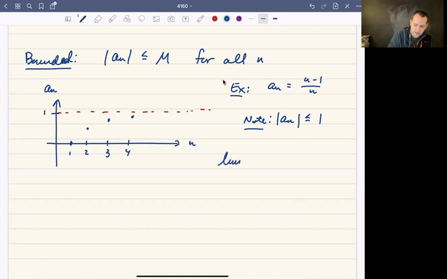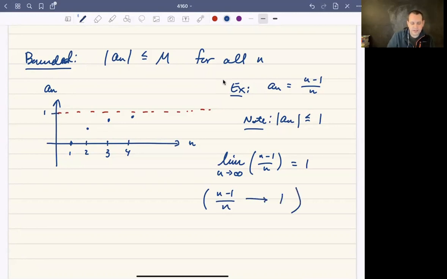Okay, and in fact, the limit of n minus 1 over n as n goes to infinity is 1. Or if you like to do it using the other notation that I showed you, n minus 1 over n goes to 1. And so this is an example of a monotone bounded sequence. It happens to converge to 1. The fact that this was bounded by 1 and that it converges to 1 is, I don't want to say it's a coincidence, but it doesn't always have to be that case. For example, all of the values here are also less than or equal to 2, but that doesn't mean that the sequence converges to 2.